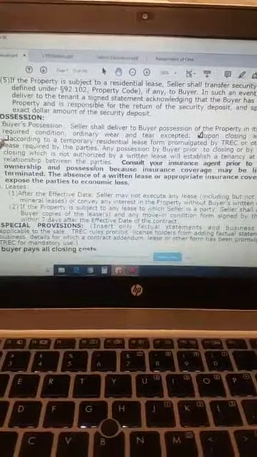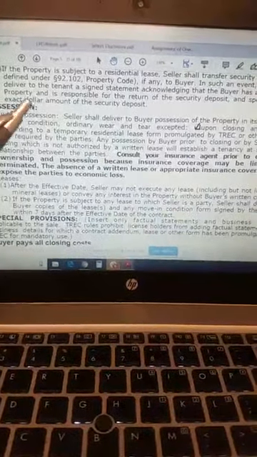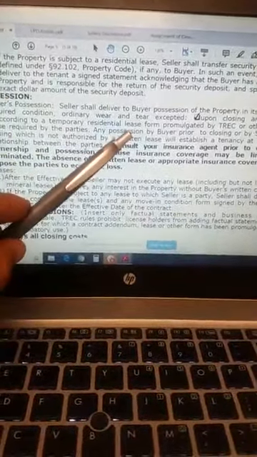Now, if the seller needs another 30 days to vacate, what you want to do is just check on this box. This will give you a temporary residential lease on the property.